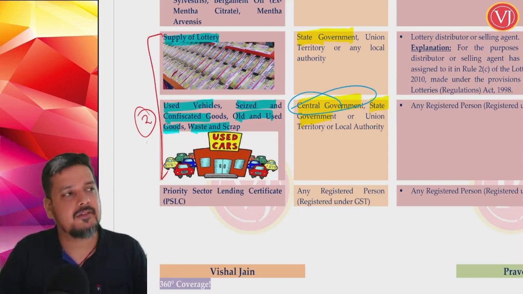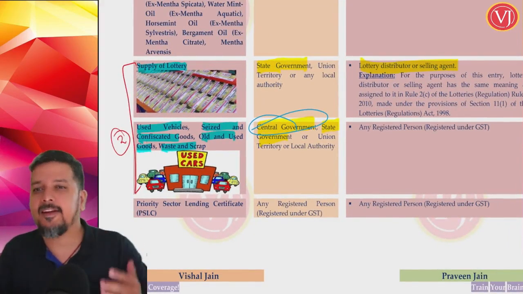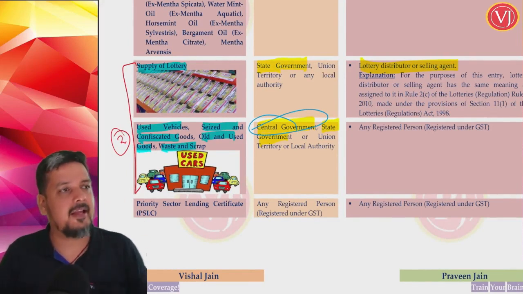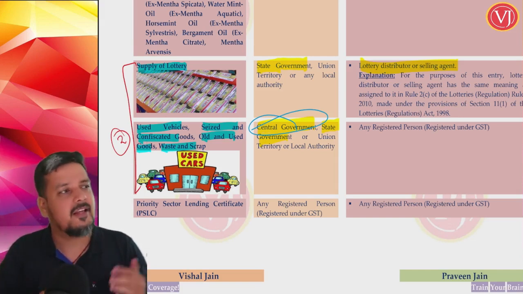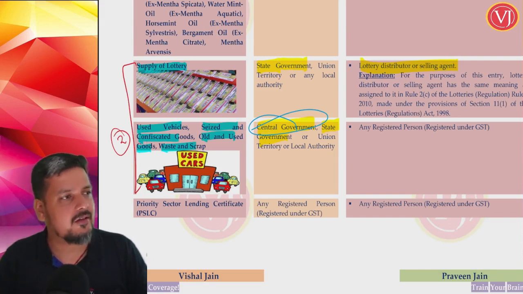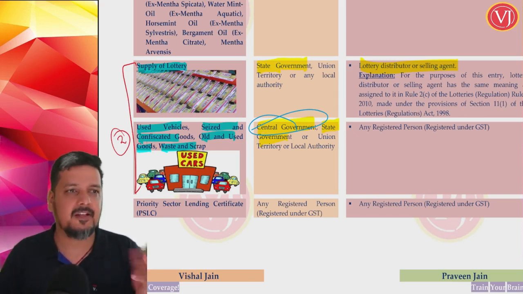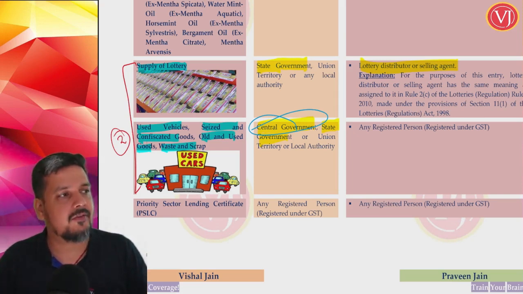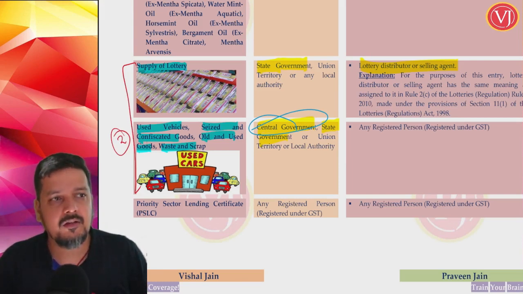Who is the recipient? For lottery tickets, the recipient is the lottery distributor or selling agent. You pay by cash, get in credit. You can use the credit. When the lottery distributor or selling agent is further selling it, he has to pay output tax, and he can use the credit. So in the first case, lottery ticket, the supplier is government, specifically state government, and the recipient is the lottery distributor or selling agent. Who will pay? Lottery distributor or selling agent. Government will never pay on lotteries. They will shift the burden on the lottery distributor or the selling agent.